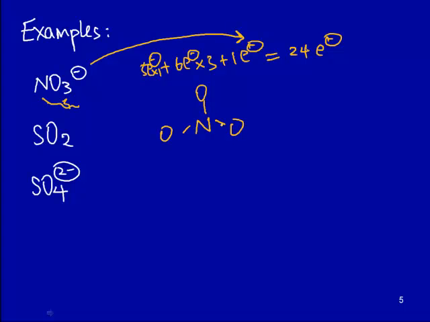Link them with single bonds. 24 electrons minus 6 valence electrons leaves 18 valence electrons. Then the octets: 1, 2, 3, 4, 5, 6, on each oxygen. It's totally used up, and the octets are satisfied, but the one in the middle is not satisfied.